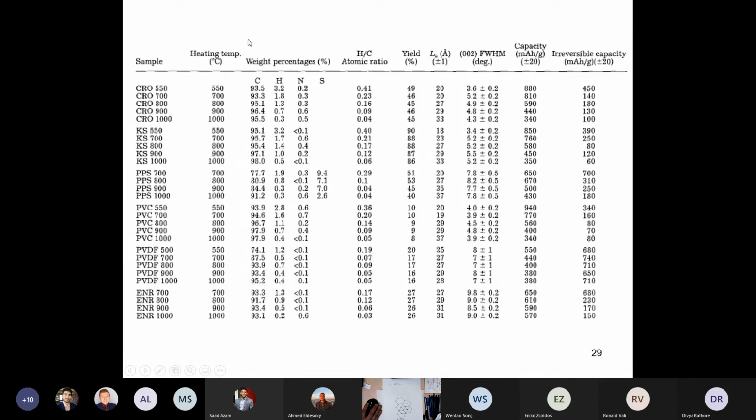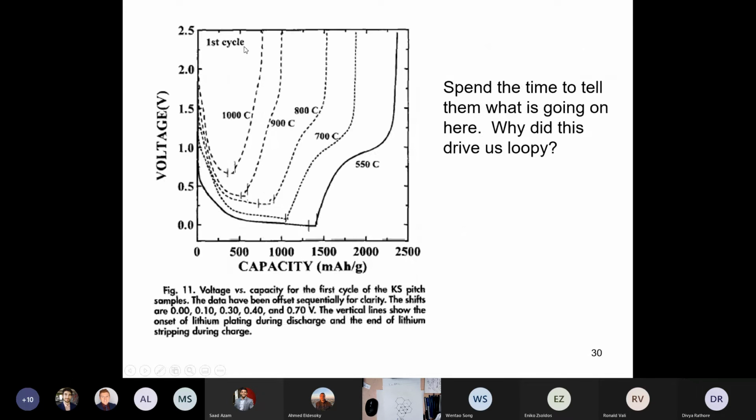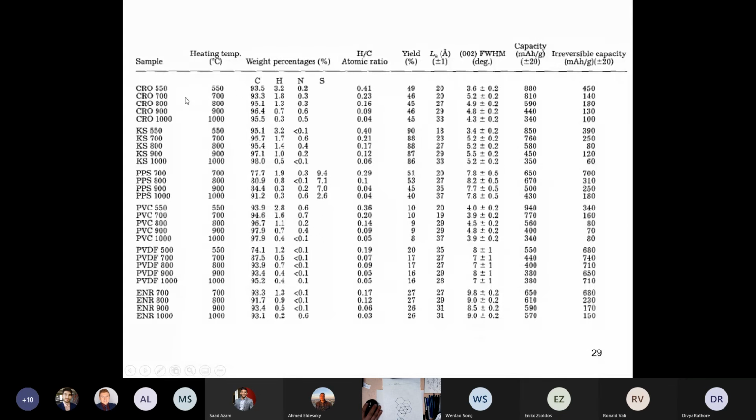Okay, so this is a big, massive table. I might have an animation though. That's in one of the papers that we published long ago, and it talks about using a whole bunch of different precursors for making carbons. So there's Crowley coal tar pitch, there's Kariha pitch, polyphenylene sulfide, polyvinyl chloride, PVDF, and epoxy novolac resin that you would use to make epoxy.